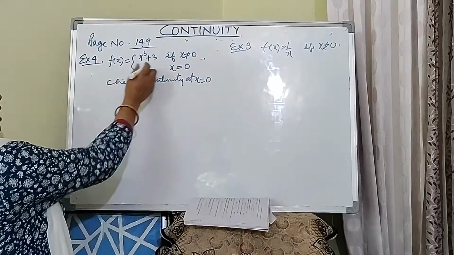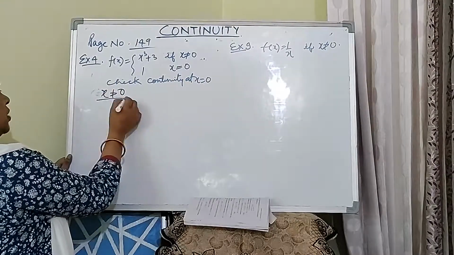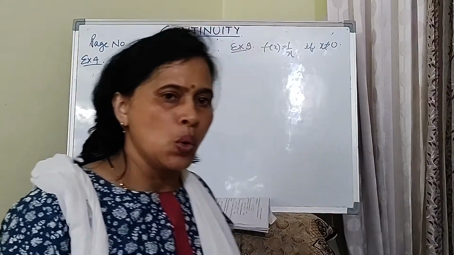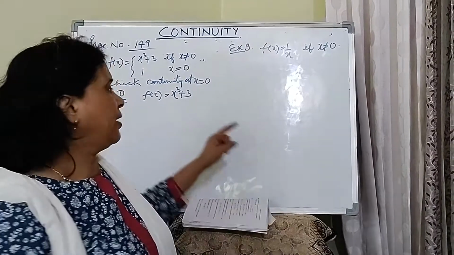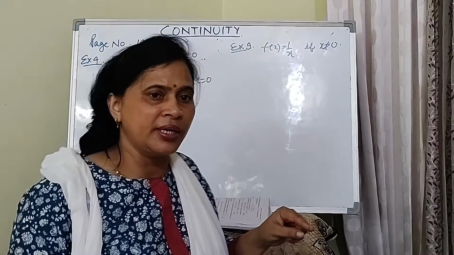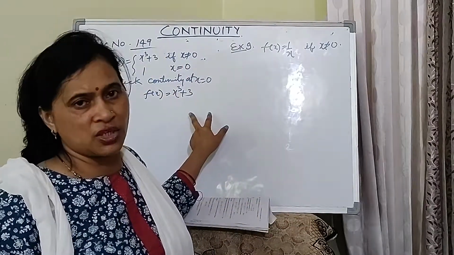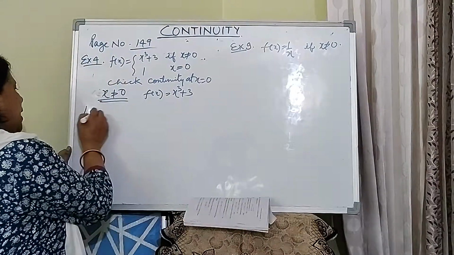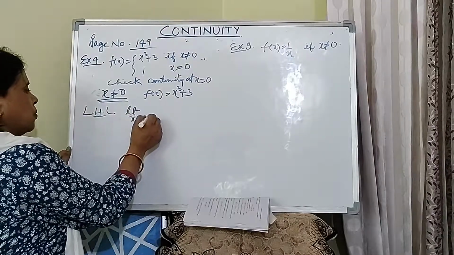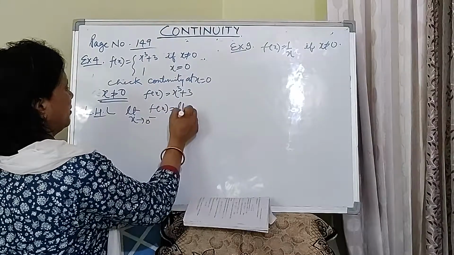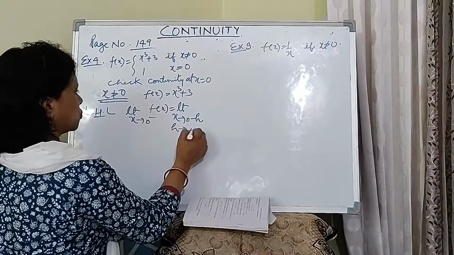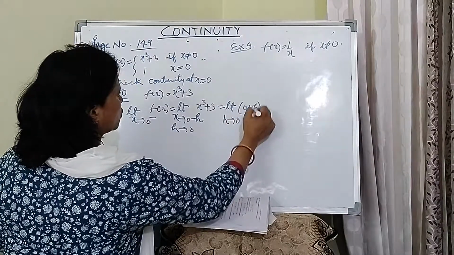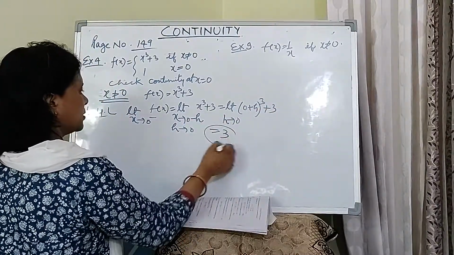If I write its left hand limit, try to understand, x is not equal to 0. What is f(x)? f(x) is x cube plus 3 when x is not equal to 0. So I will calculate the left hand limit and right hand limit with f(x) equal to x cube plus 3. Let me calculate the left hand limit. Limit x tends to 0 minus, this is the left hand limit, of f(x), I will write limit h tends to 0 of (0 minus h) whole cube plus 3. What is this? This will come as 3.